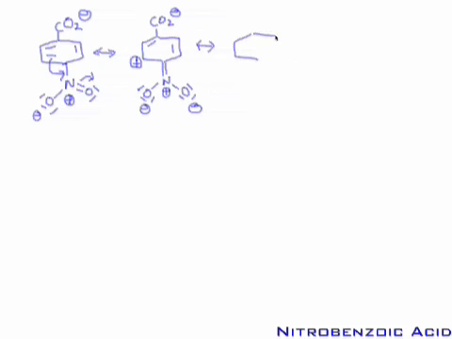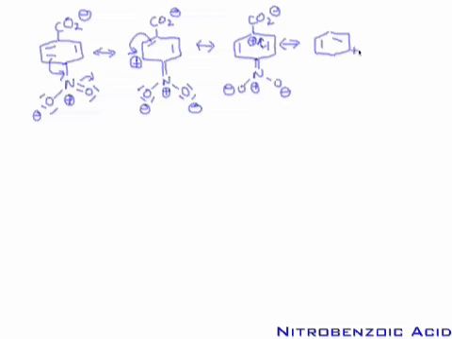Now draw the next contributor. I'm going to move these pi electrons towards the positive charge. That'll put that there. Put a plus here. And the CO2 minus. And we can keep drawing our double bond here. Minus, minus, plus on nitrogen. And of course we can do that one more time, which is going to be this, plus, CO2 minus.